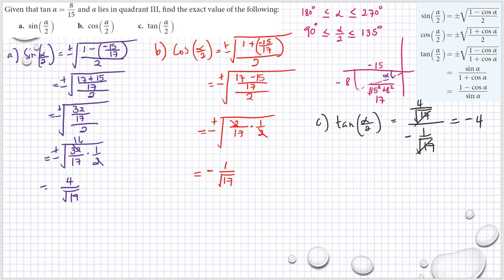If your teacher is very strict on this, that he or she doesn't want to have a square root in the denominator, then you have to multiply the numerator and denominator by square root of 17. Then we have 4 square root of 17 divided by 17. The same is true here also: square root of 17 over square root of 17. Then we have negative square root of 17 over 17.